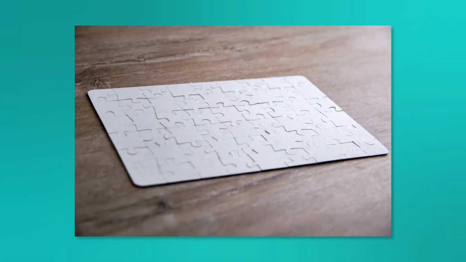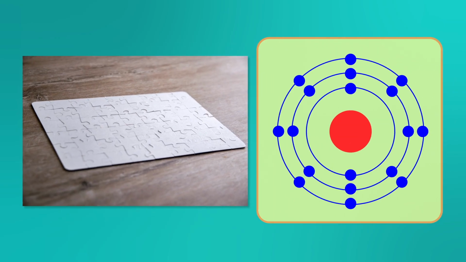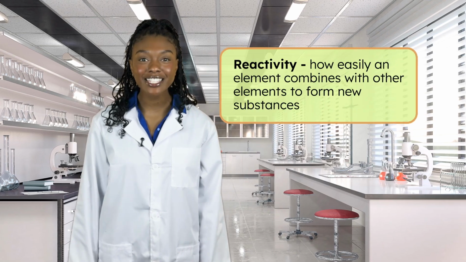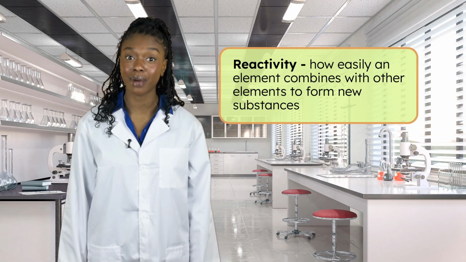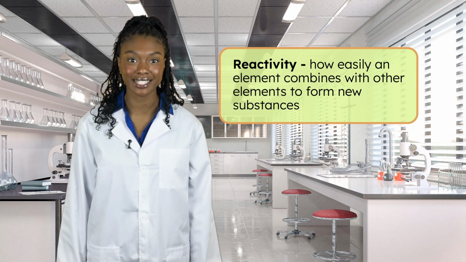But what if the puzzle is already complete? If an atom has a full outer shell of 8 valence electrons, it doesn't need anything else. This is why valence electrons matter. They determine whether an element gives, takes, or ignores other atoms. In other words, valence electrons control an element's reactivity. Reactivity is how easily an element combines with others to form new substances.